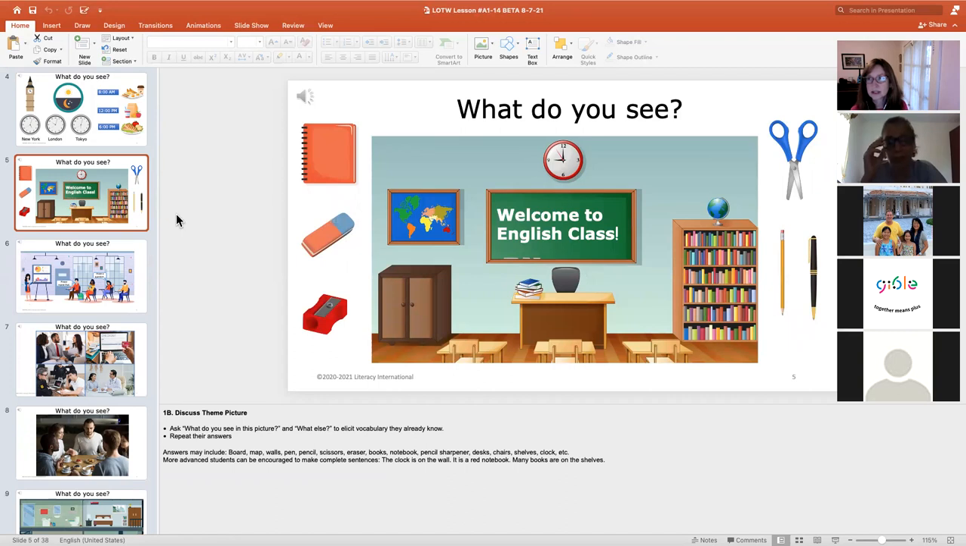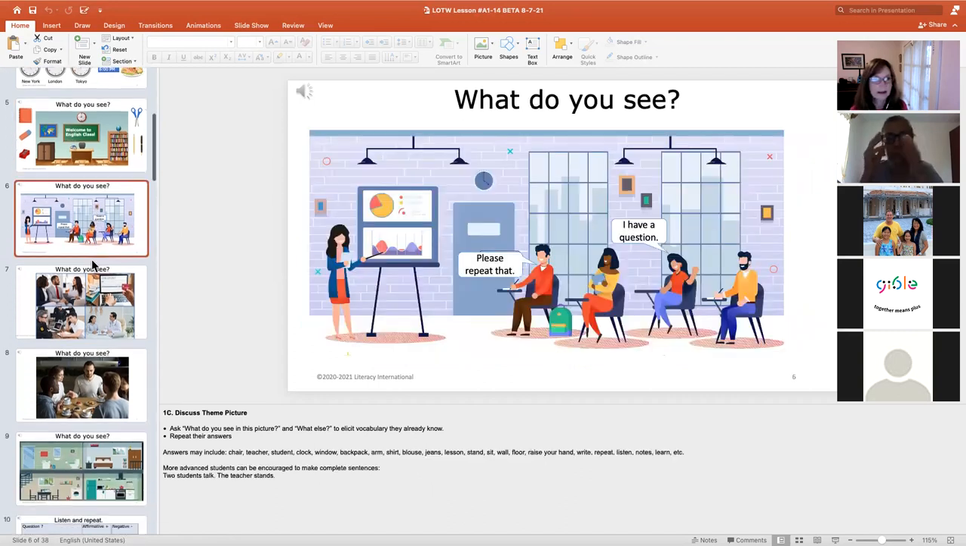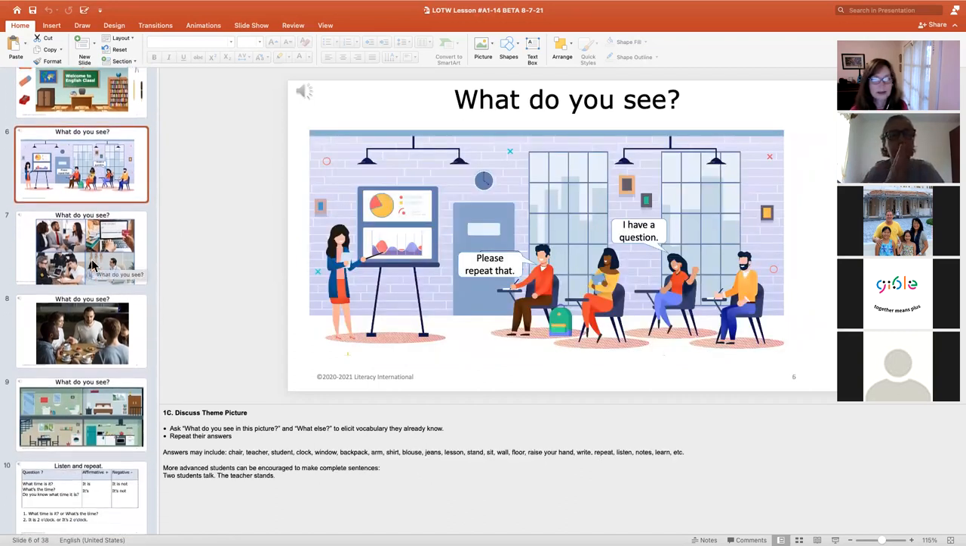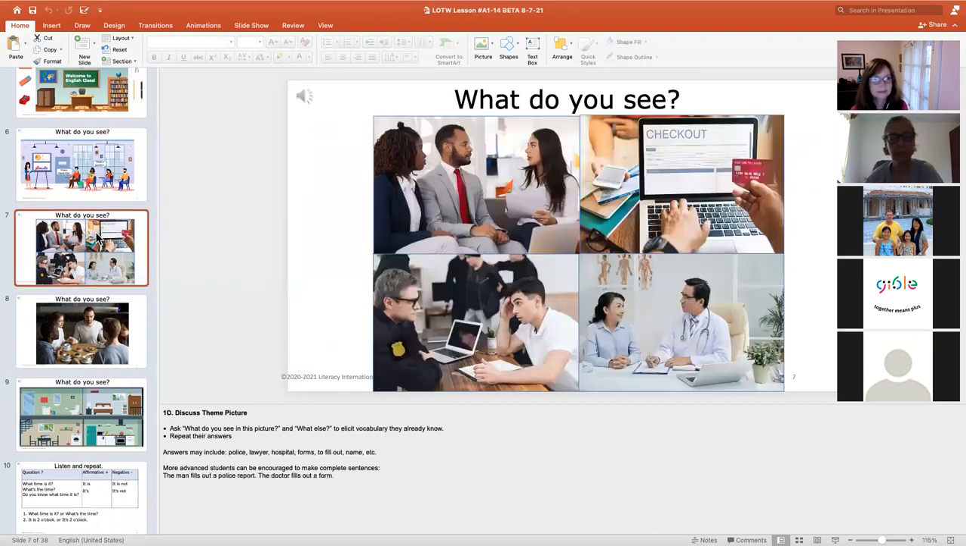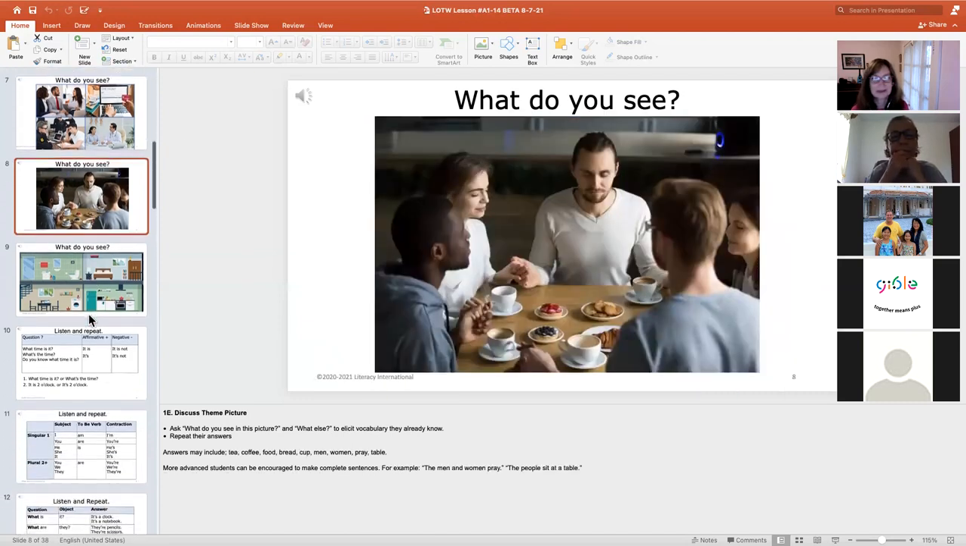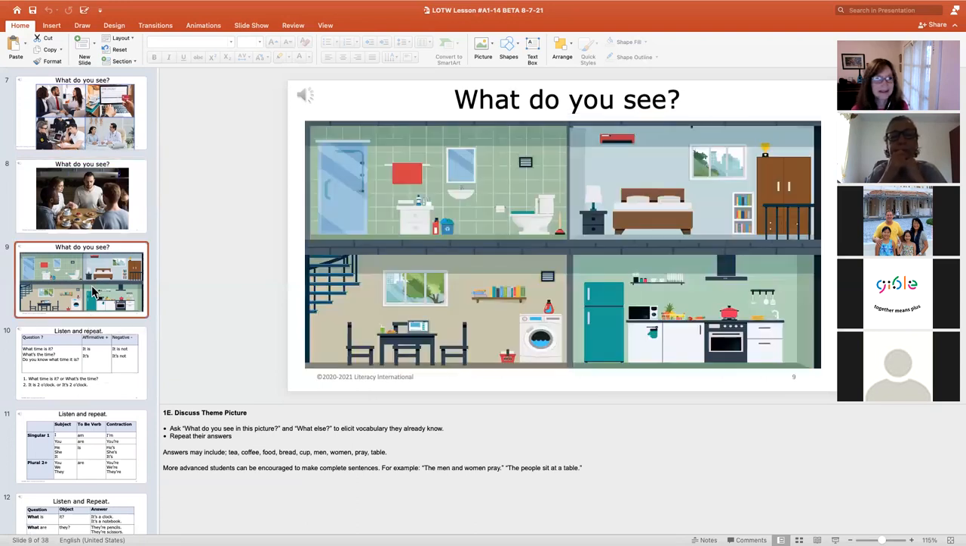So classroom objects was another lesson. And this one also includes more classroom objects and commands. This one shows different places you can visit and filling out forms. So at the police station, at the doctor, when you're shopping online, you fill out forms. This one is showing people together praying before they share a meal. And this one's showing household objects.